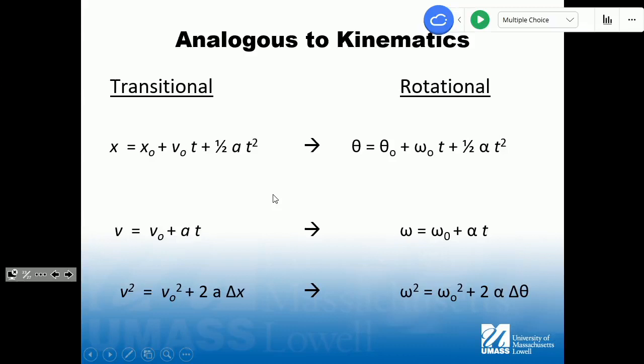Okay? I'm not going to torture you guys too much with questions on this. You've seen enough kinematics. This is just more kinematics. It's kinematics in a circle. The dynamics is a lot more interesting.